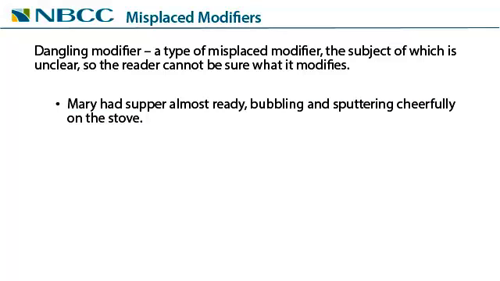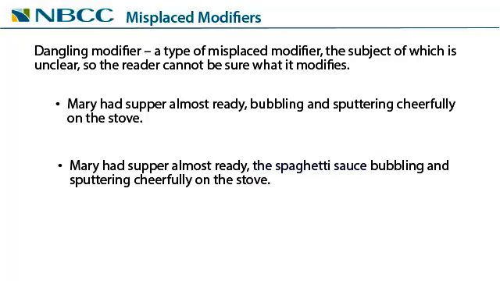With a dangling modifier, sometimes the thing being modified isn't even in the sentence, and that actually happens more than you might think. To correct a dangling modifier, revise the sentence so the meaning is clear, like this. Mary had supper almost ready, the spaghetti sauce bubbling and sputtering cheerfully on the stove.